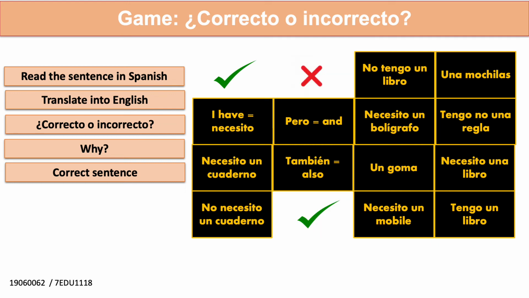In this game, the students have to read a sentence in Spanish, then translate it into English and say if the sentence is correct or incorrect in the target language. If the sentence is incorrect, the students will explain why and say the correct sentence.